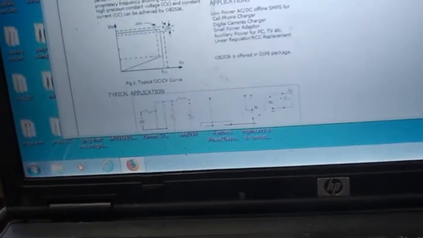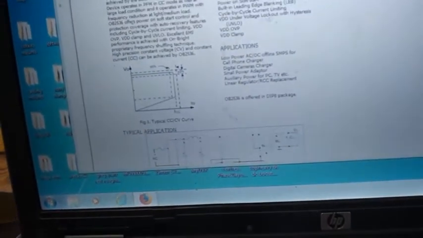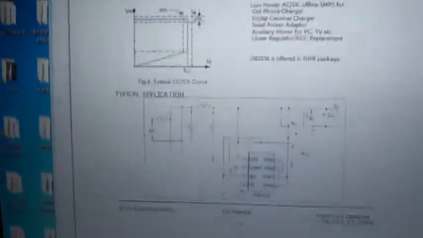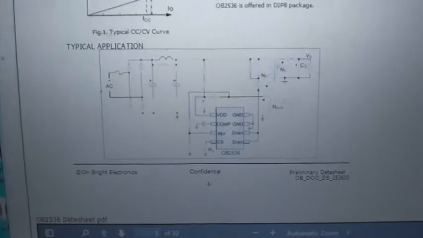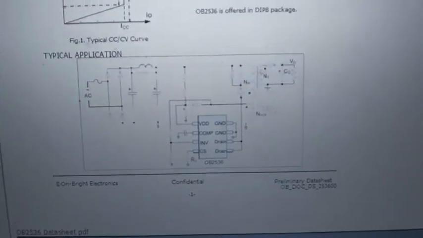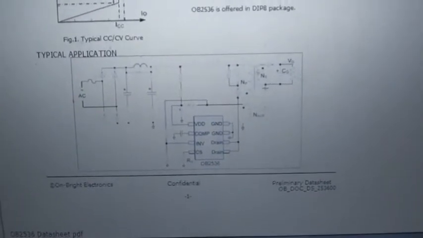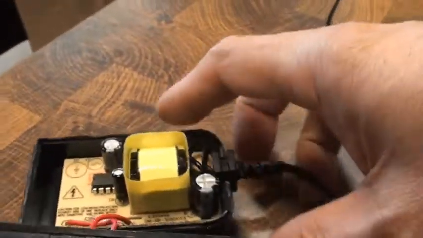CCCV, offline switch mode power supply, commonly used for cell phone chargers, digital cameras, etc. There is the textbook typical application circuit diagram, which, to my untrained eye and very quickly looking at this, appears to be pretty much exactly what that is.